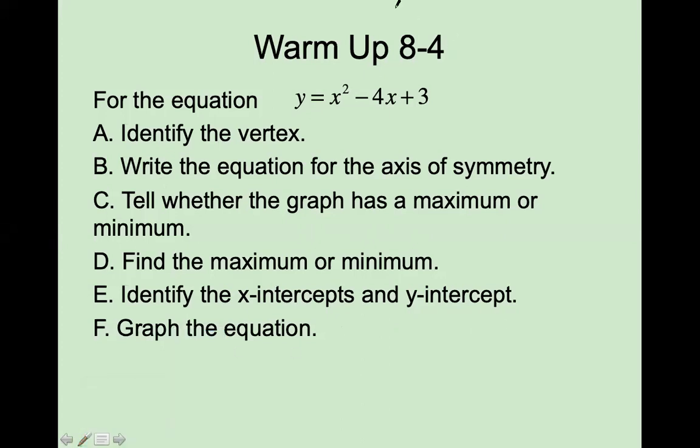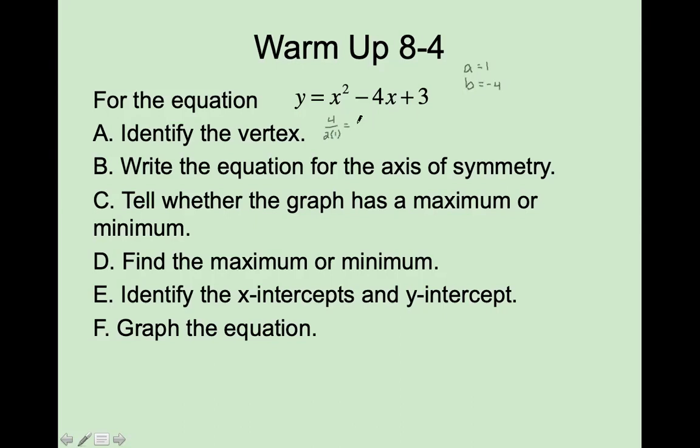All right, so hopefully you had a chance to try this. Let's talk first of all about the vertex. Our vertex, remember, we find using negative b over 2a when it's written in standard form. Our a in this case is 1. That's the number that's in front of our x squared term. And our b is a negative 4. So if we do negative b over 2a, we're going to have positive 4 over 2 times 1.